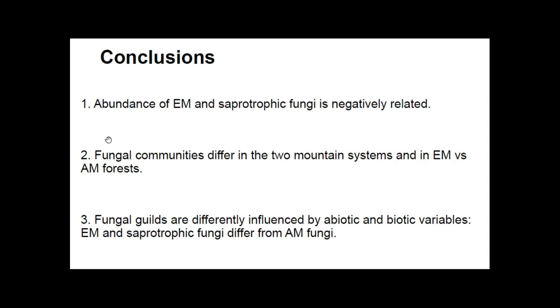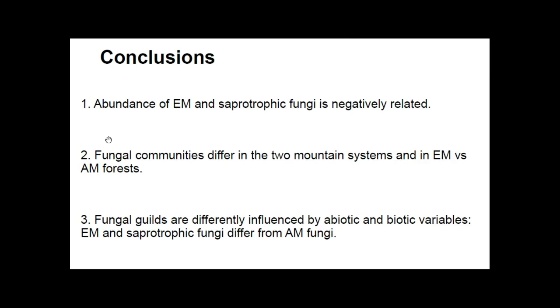So to conclude, the main result is that the abundance of ectomycorrhiza and saprotrophic fungi are negatively related. This could be explained by several things. First, there could be, of course, competition between saprotrophic fungi and ectomycorrhiza for the different resources, but also saprotrophic fungi were highly abundant in conifer forests, and the litter of conifer forests is richer in nutrients and stays more time in the soil, while the litter in Nothofagus forests is easily degraded and poorer in nutrients.